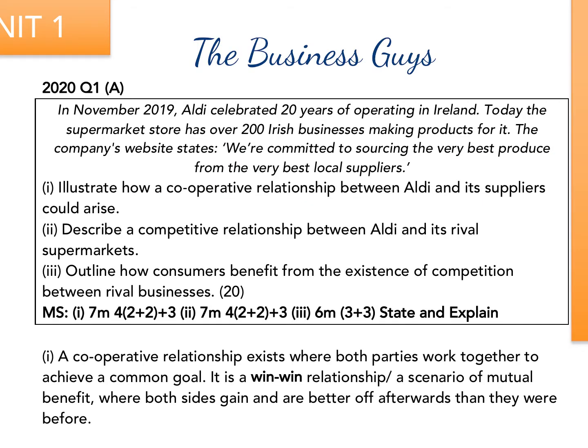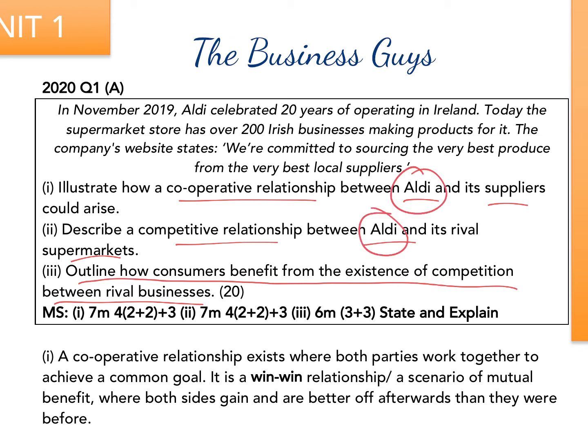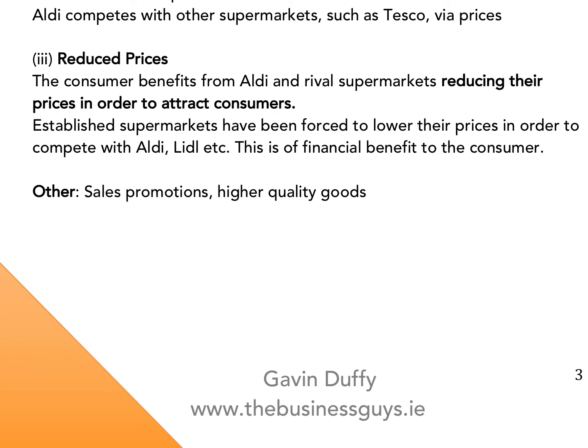In 2020, it was a similar topic. It was a cooperative relationship between Aldi and its suppliers and a competitive relationship between Aldi and rival supermarkets. But then part 3 was, outline how consumers benefit from the existence of competition between rival businesses. It's worth noting that when Aldi is mentioned in parts 1 and 2, you should refer to Aldi in your answer. But if it's not mentioned in part C, you don't need to refer to Aldi, but you can to help state and explain. For part 3 then, reduced prices.